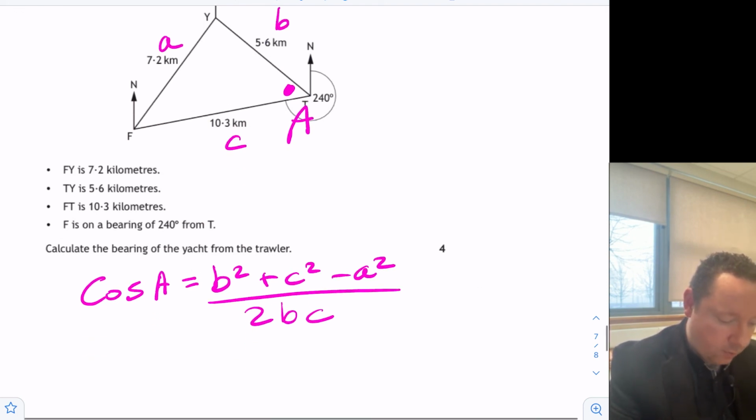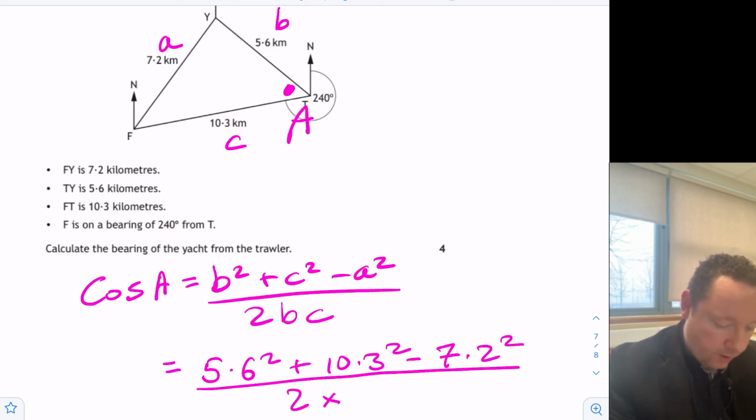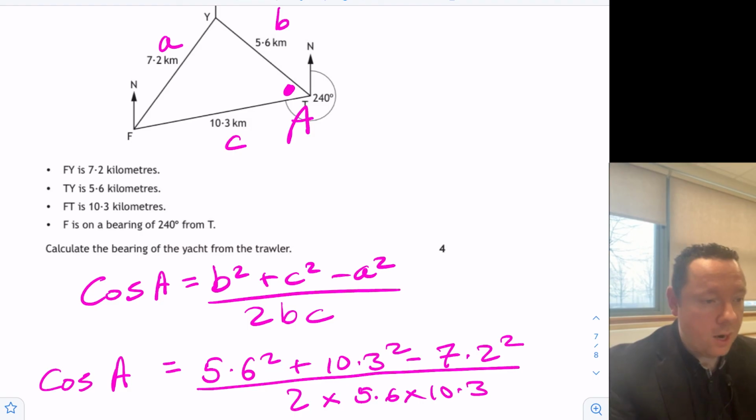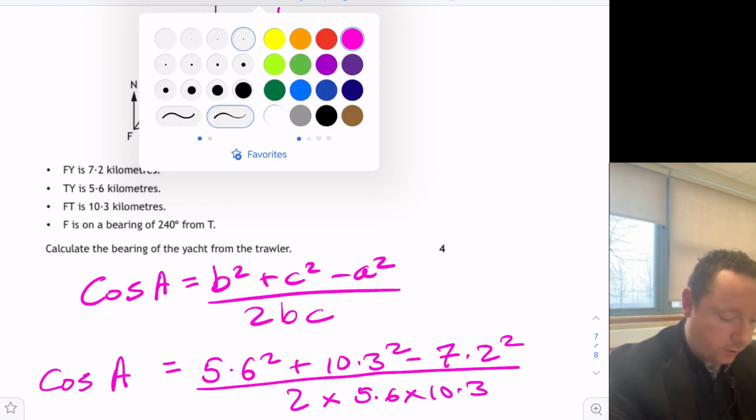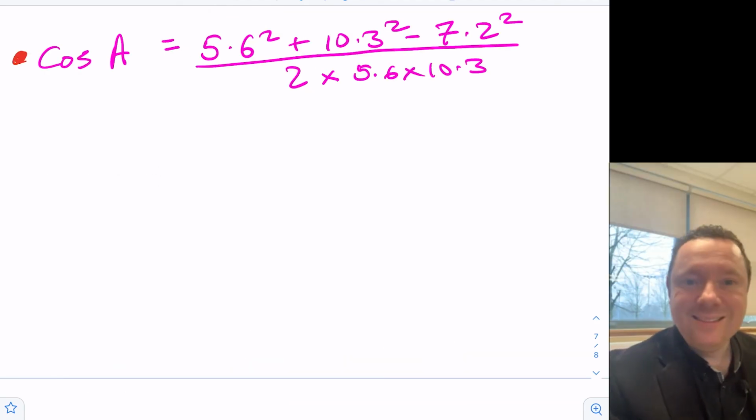So we can then say we've got 5.6 squared plus 10.3 squared minus the 7.2 squared all over 2 times 5.6 times 10.3. That's cos A. You'll get a mark at that point for substituting correctly into the cosine rule. So there's a mark right there.